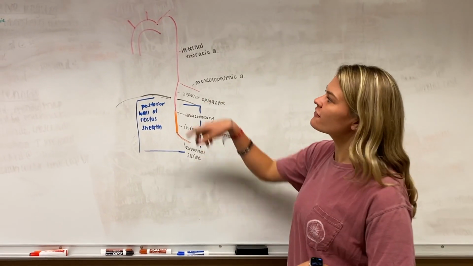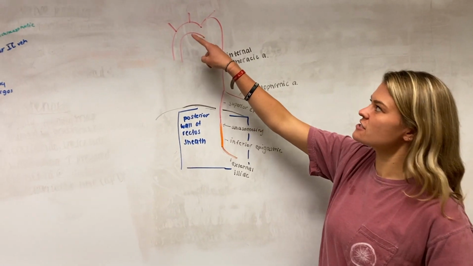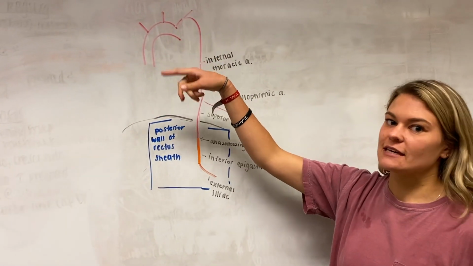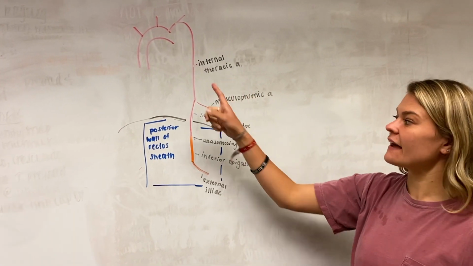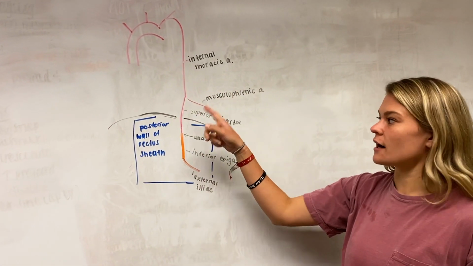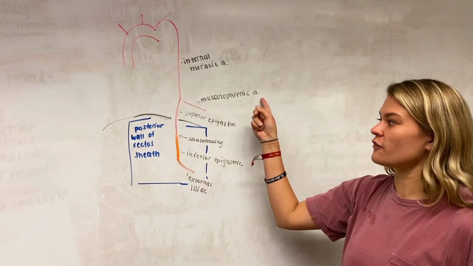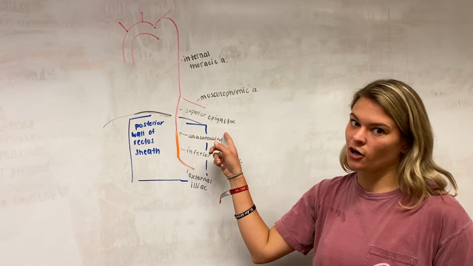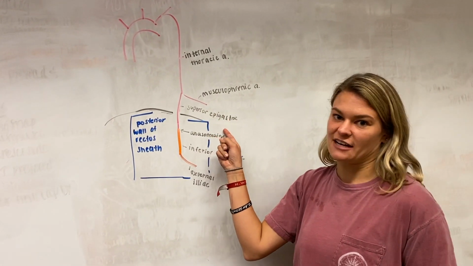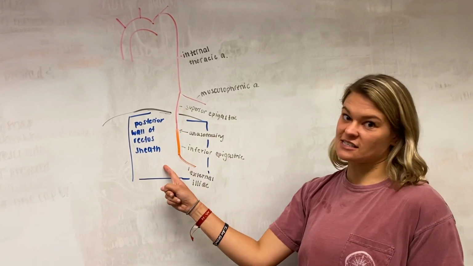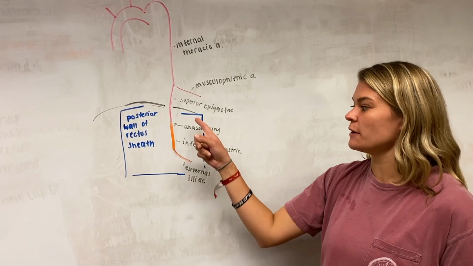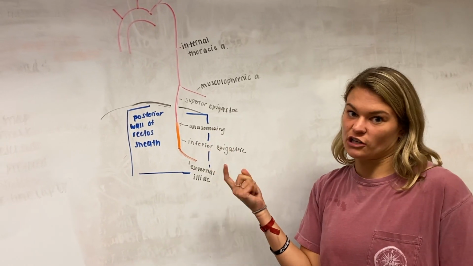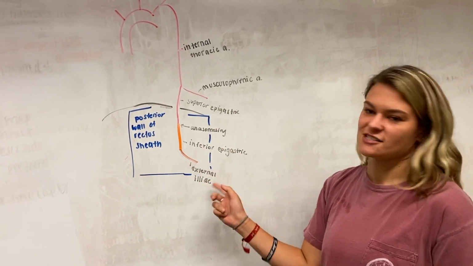So I'm going to start off in the aorta, and it's going to go into the left subclavian artery, then down into the internal thoracic artery, and then that at the sixth intercostal space splits into the musculophrenic artery and then the superior epigastric artery, and the superior epigastric artery goes down into the rectus sheath at the posterior wall, and that is where the anastomosing of the superior and inferior epigastric artery occurs, and then that goes into the external iliac artery.